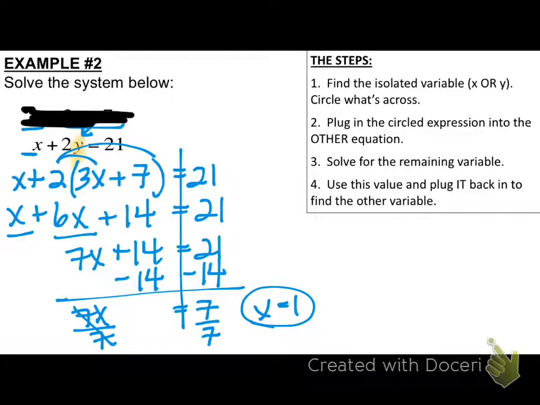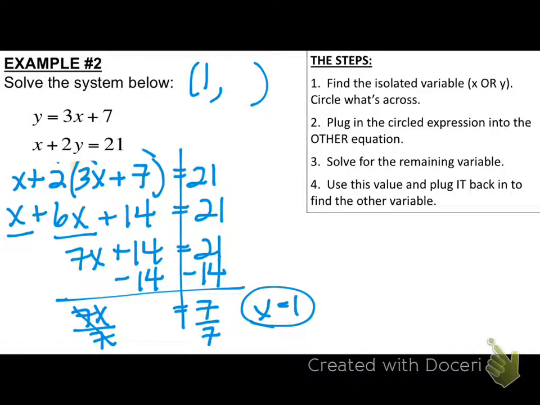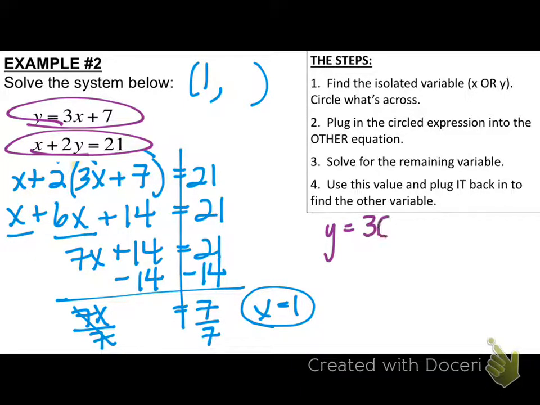Now, I have to use that 1 for x, and I have to plug it back into one of these two top equations. Does it matter which one I plug in for? No. I could plug in for this one, or I could plug in for this one. I have showed you multiple times that you will get the same answer no matter what. So I'm going to plug in 1 for x. I did the top equation. So y equals 10. These lines cross at 1, 10.